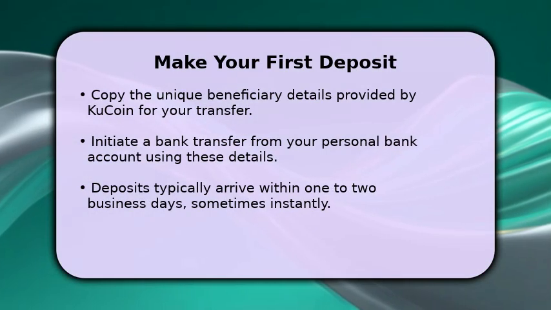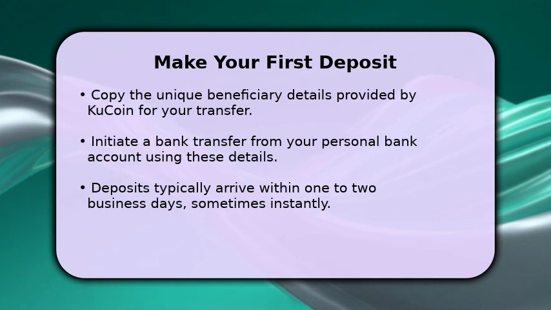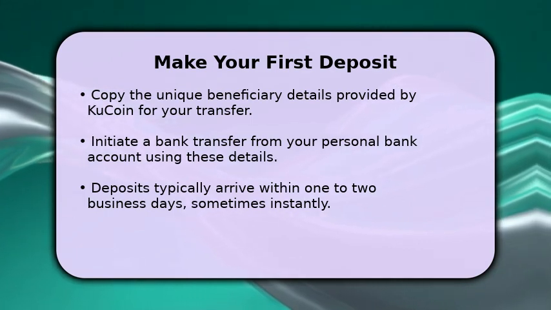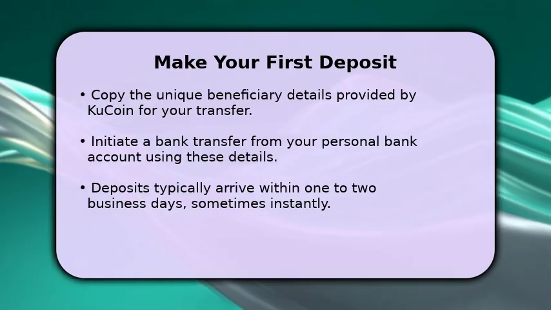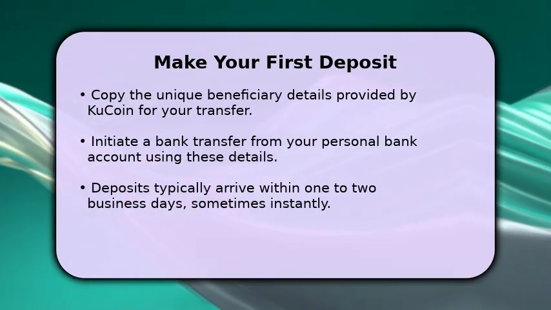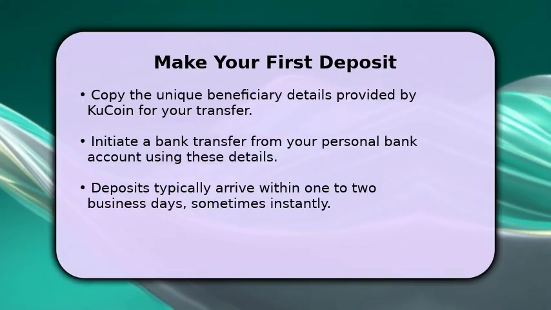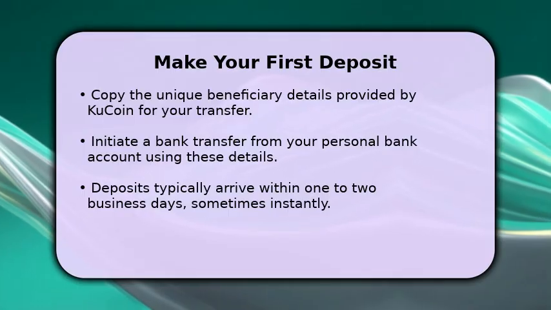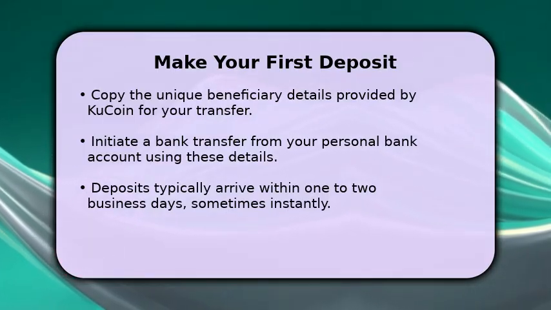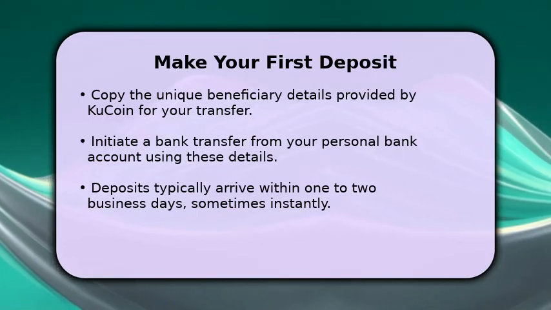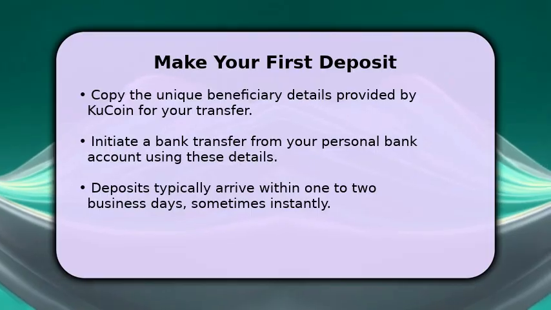With your payment method set up, you're ready to make your first deposit. KuCoin will provide specific beneficiary details, including an account number and reference. Carefully copy these details and use them to initiate a bank transfer from your personal bank account. Standard transfers usually take 1 to 2 business days to process, though instant transfers are often completed within seconds, depending on your bank's support. Once received, funds are credited to your KuCoin funding account.